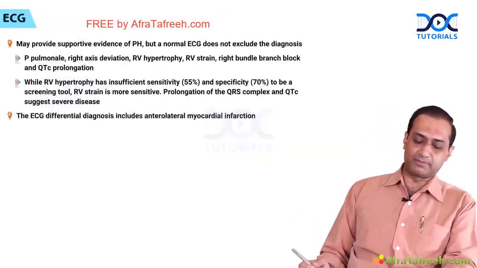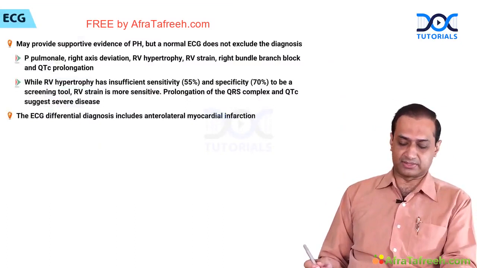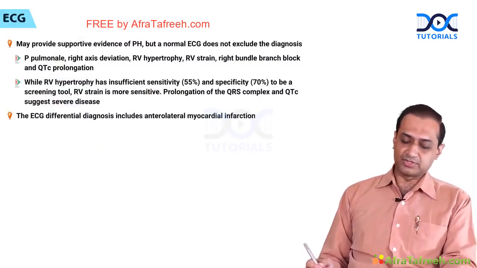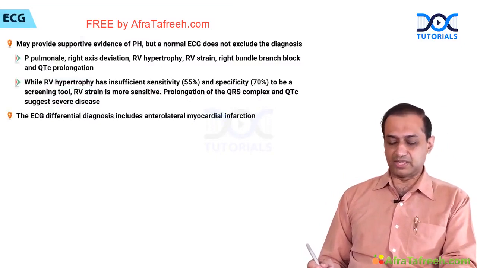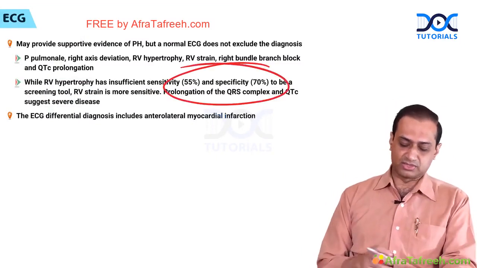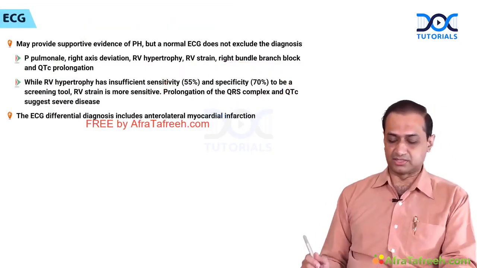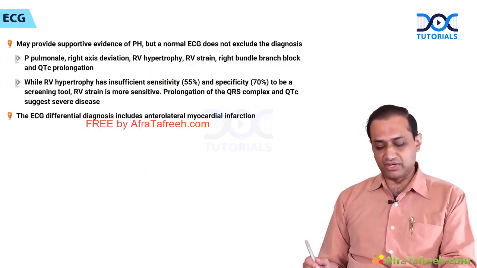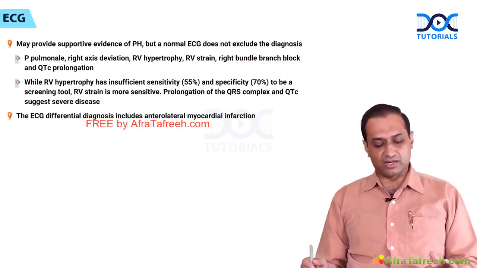ECG would usually show pulmonary hypertension with P pulmonale, right axis, RV hypertrophy, RV strain, RBBB. RV hypertrophy has very insufficient sensitivity and specificity and has been used as a screening tool, but RV strain is most sensitive. Prolongation of QRS and QTc may suggest severe disease. ECG differential diagnosis includes myocardial infarction.